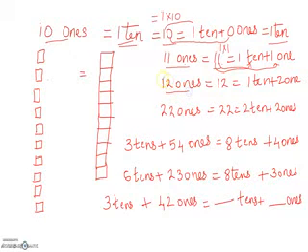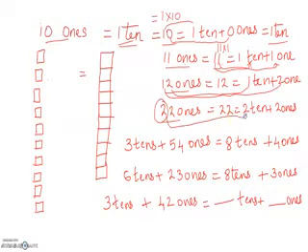12 ones, how can you write this? As 1 ten plus 2 ones. 22 ones is equal to, this 2 is in the tens place, so 2 tens plus 2 ones.